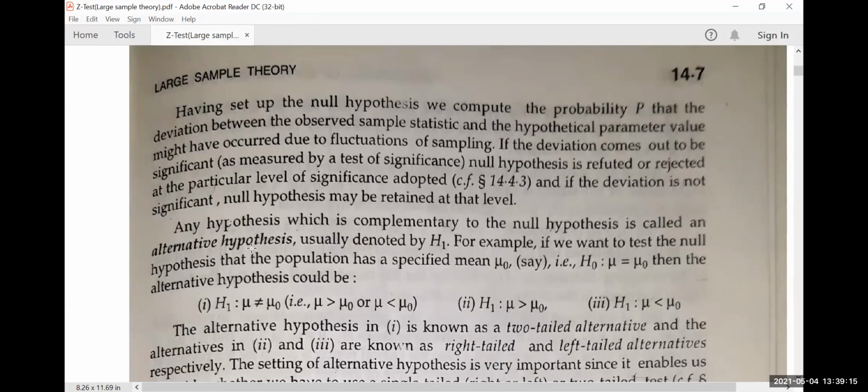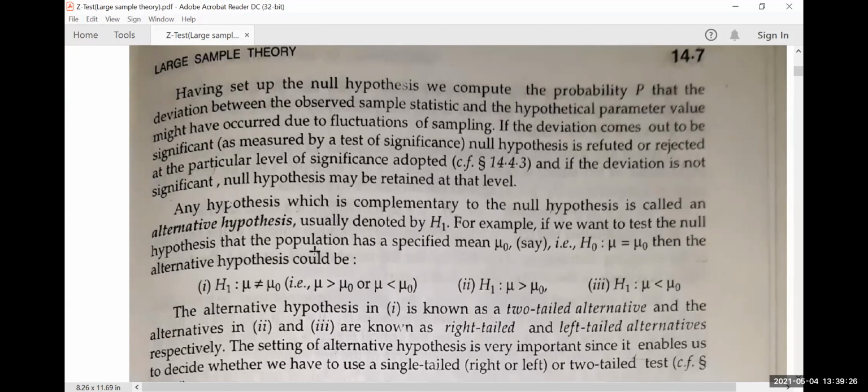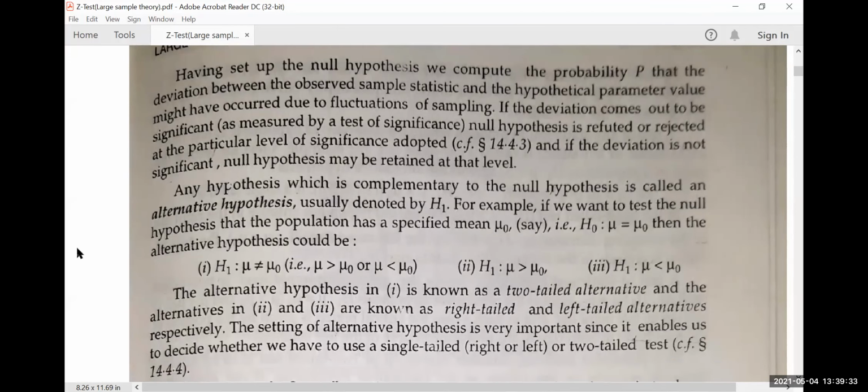Now the second one is to set up the alternative hypothesis. Any hypothesis which is complementary to the null hypothesis is called an alternative hypothesis. It is usually denoted by H1. For example, if you want to test the null hypothesis that the population has a specified mean mu naught, तो null क्या है? null मैंने आपको पहले बताया, यहाँ पे mu naught की वैल्यू सपोज करो 30 है, तो mu is equal to 30 हो गया, right? Then the alternative क्या होगा? mu is not equal to mu naught.